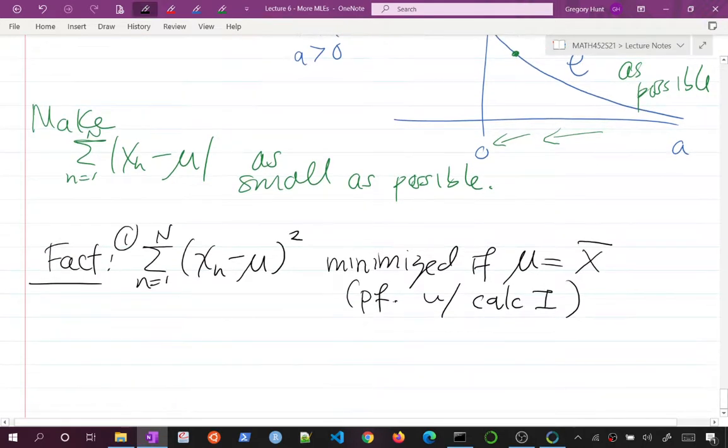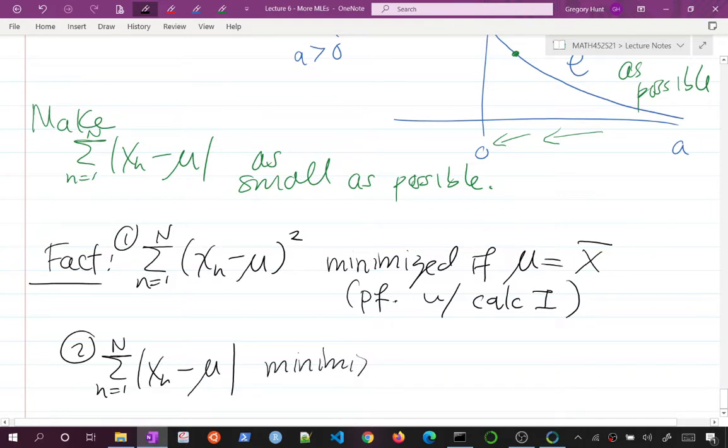So that's fact 1. Fact 2, the one we're more interested in: if I replace those squares with absolute value bars, this is minimized if mu is equal to what? Is equal to the median of the x's.